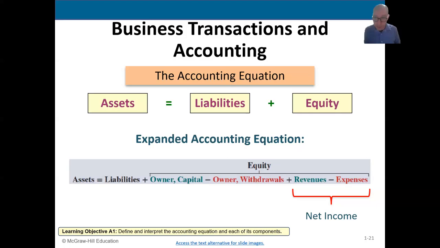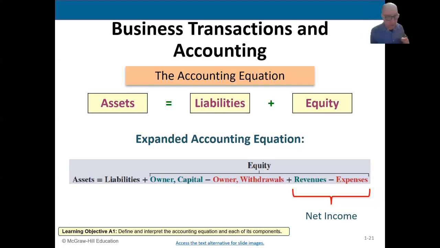As you may recall from a very early math course, when you flip something over to the other side of the equal sign, you have to reverse the sign, right? So assets minus liabilities equals equity is the way we can rewrite the accounting equation. Equity is the difference between assets and liabilities. Within equity, we have a couple of things.